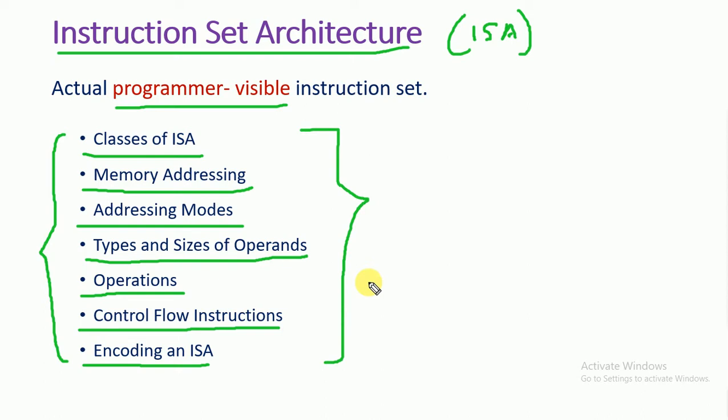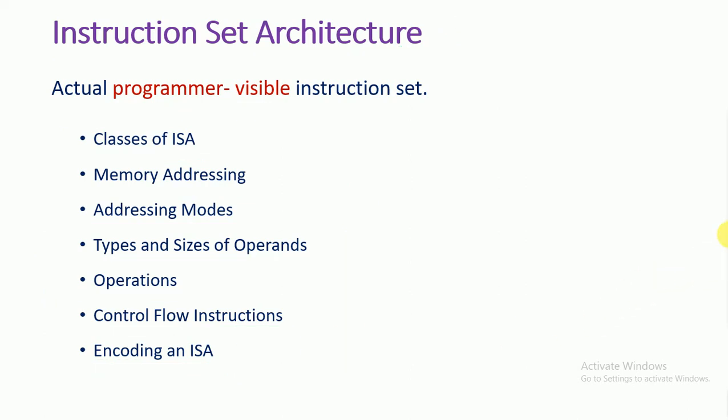We need to have some discussion on all these points regarding the instruction set architecture: classes of ISA, memory addressing, addressing modes, types and sizes of operands, operations, control flow instructions, and encoding an instruction set architecture. We will see them one by one.